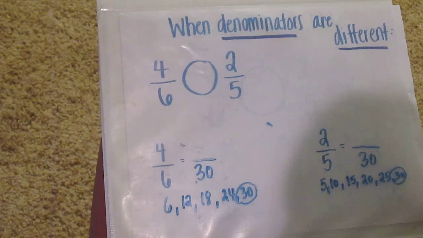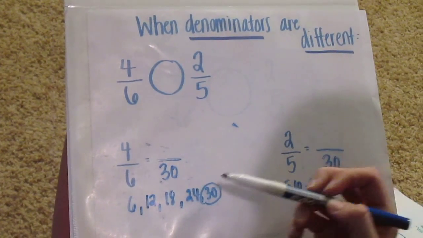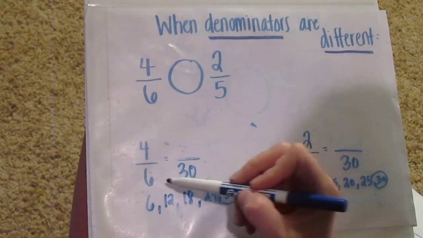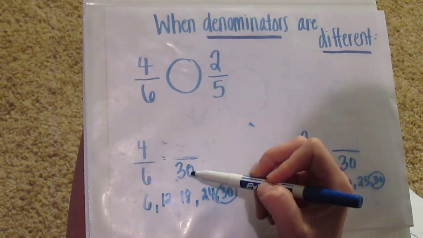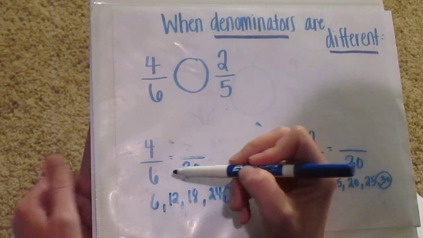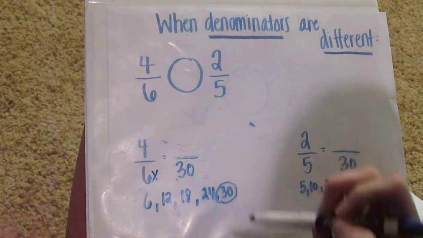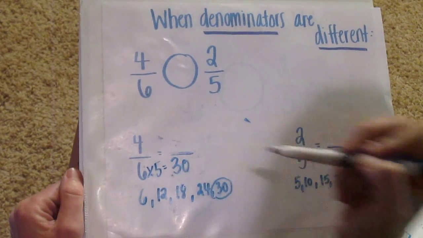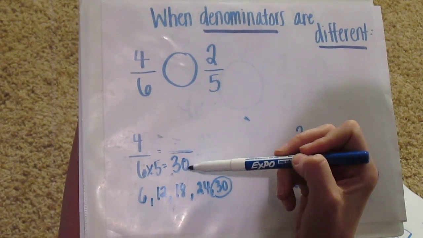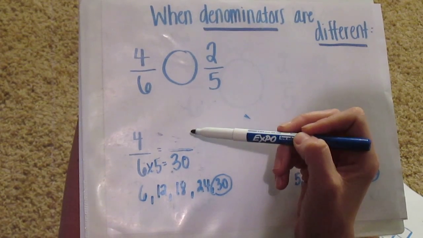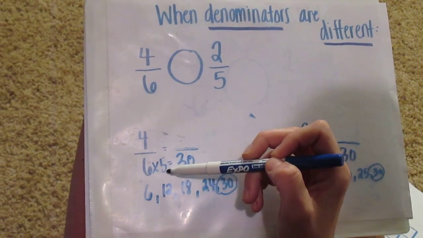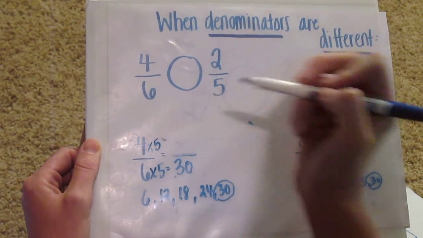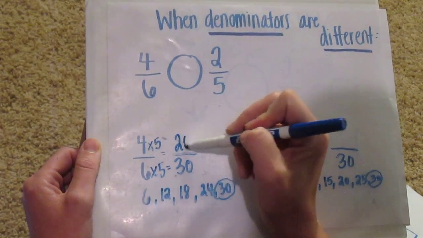As a part of the next step to creating equivalent fractions, we now need to find out how we got from 6 to 30. So since the number is getting larger, we know that we need to multiply. So we ask ourselves, 6 times what number will give us 30? We know that 6 times 5 will give us 30. And so whatever we do to the bottom, we always have to do the top. So since we multiply the denominator times 5, we also need to multiply the numerator times 5 as well. So 4 times 5 will give us 20.